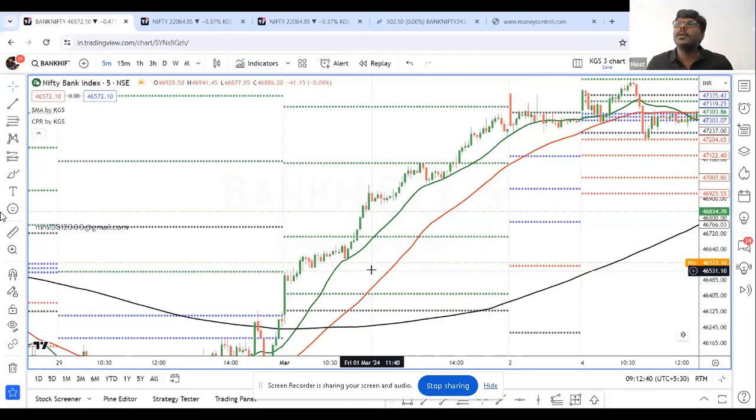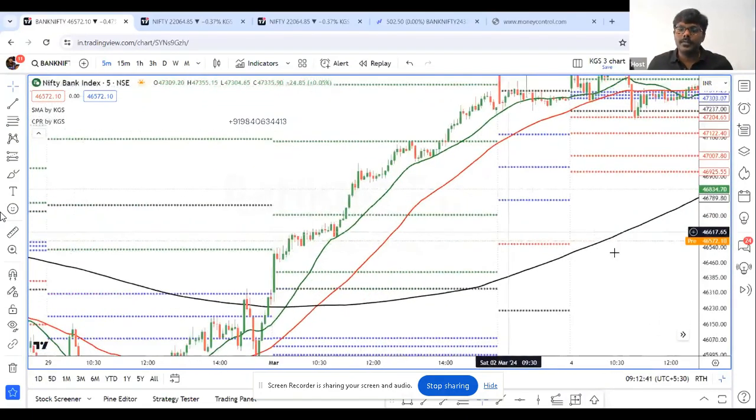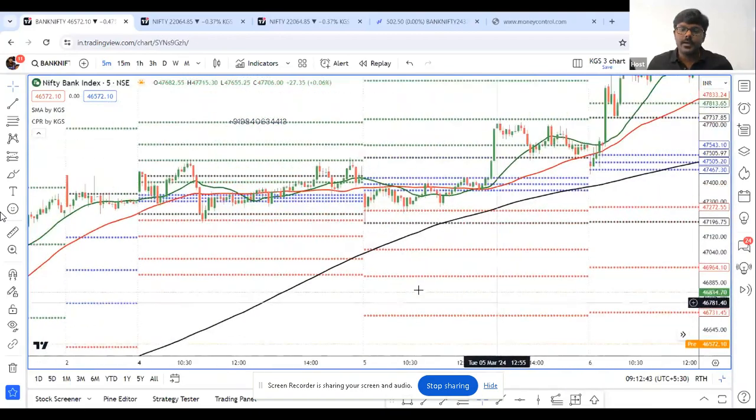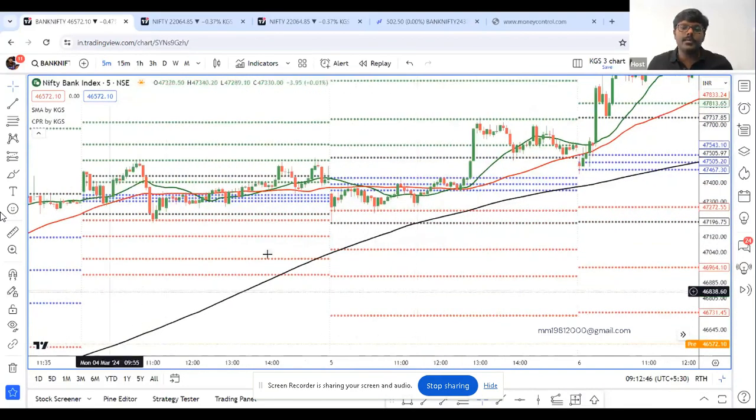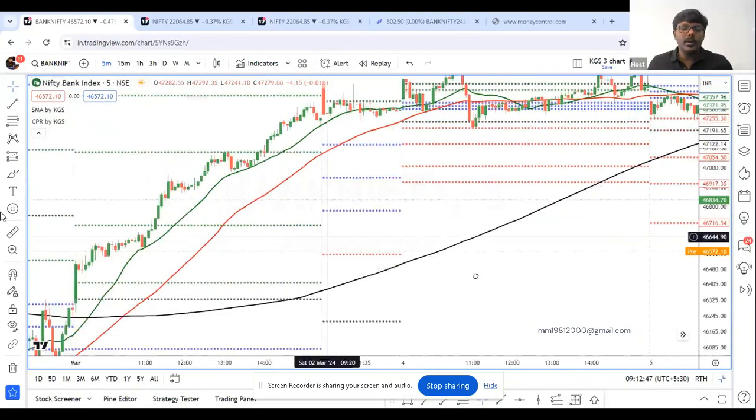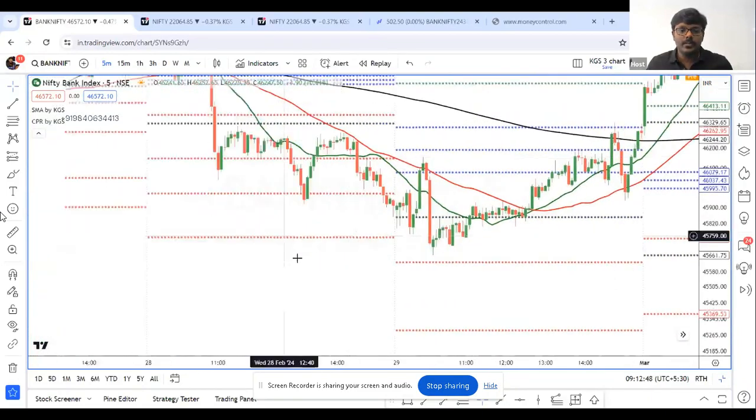When is the gap down market? March 5. March 5 is above previous day low. I need below previous day low. Okay, sir.